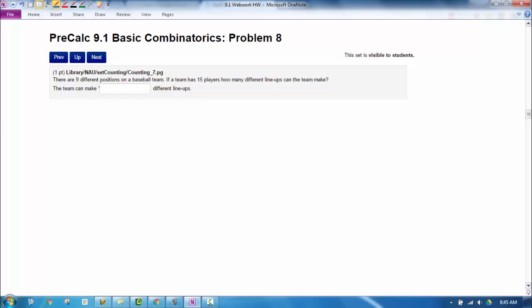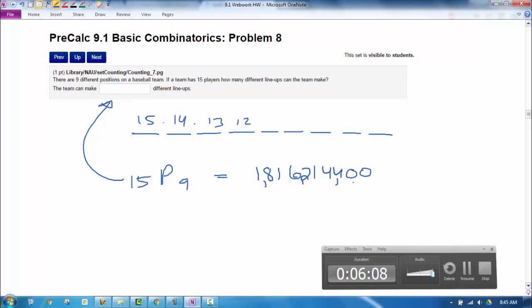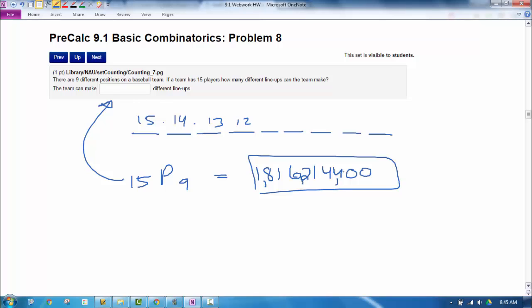Okay, the next problem says there are 9 different positions in the baseball team. If there's 15 players, how many different lineups can we make? Well, you can look at this as you're choosing 9 spots, and you start off with 15 choices for the first, then you have 14 left, and 13, 12, and so on. But you could also do the permutation. So you're choosing 9 from 15, where order matters. Either way, you get this really big number right here, about 1.8 billion.